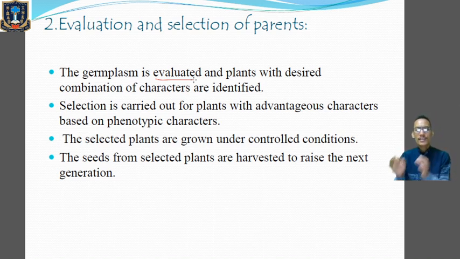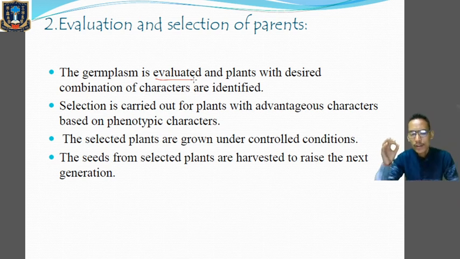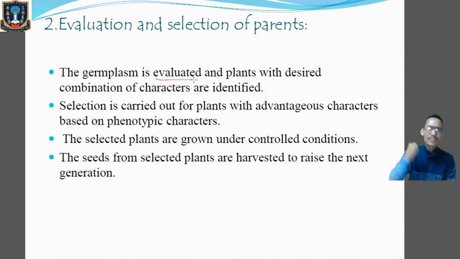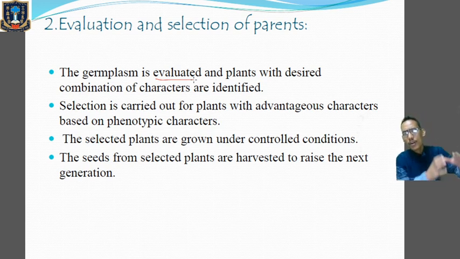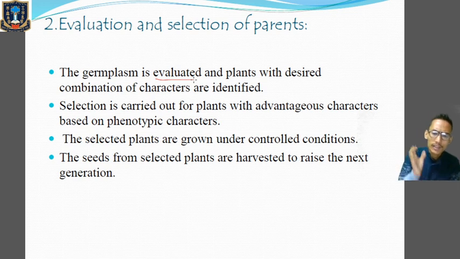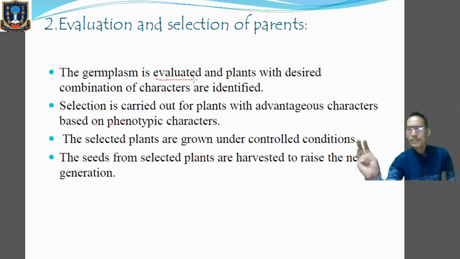So, evaluation and selection of parents. Germplasm has been collected. Now go for further evaluation, and during evaluation we have to identify the desirable characteristics. We have to identify those alleles with desirable characters. After that, after finding out the desirable characteristics, we have to go for their selection. Selection is carried out for plants with advantageous characters based on phenotypic characters. Now, what can be the advantageous characters? Let's say in terms of plants, it can be higher production, better quality, disease resistance. It must be able to adapt to different climatic conditions. These can be the desirable characters which we can choose from the germplasm.